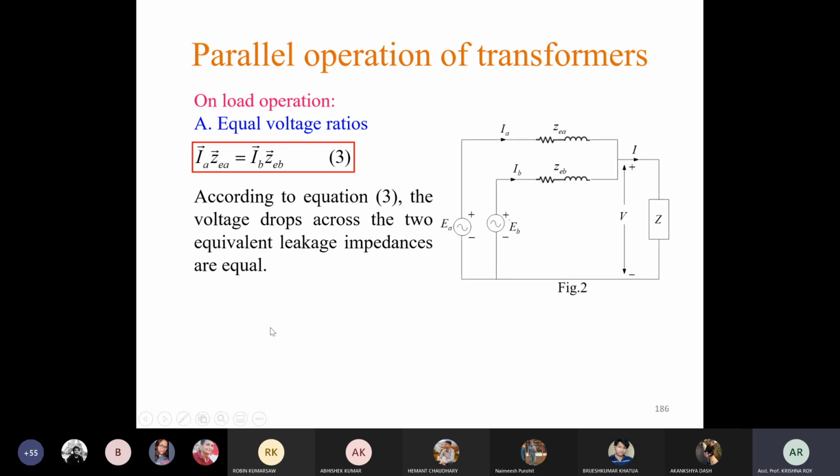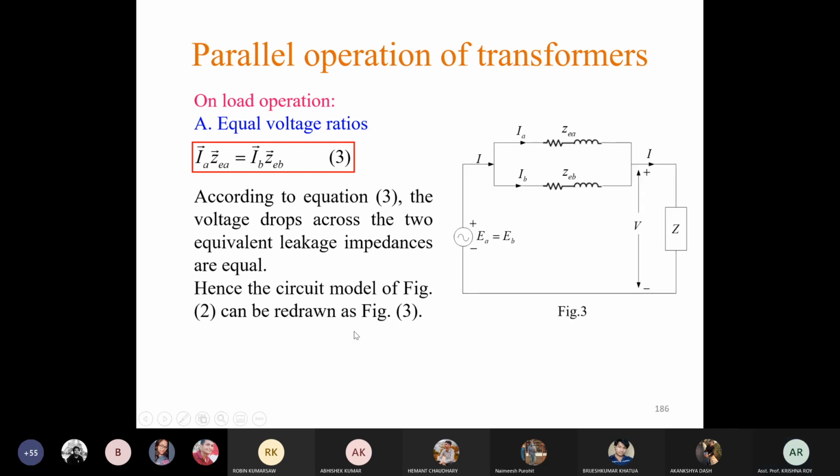Okay, therefore we can represent the two transformers connected in parallel by this circuit. That means the previous circuit is modified to this one. Okay, so replacing two voltage sources by one voltage source of equal magnitude, that is EA equals to EB, and applying that voltage across the leakage impedances of the transformers connected in parallel, which is in series with the load. So this is the load impedance and these are the two leakage impedances.